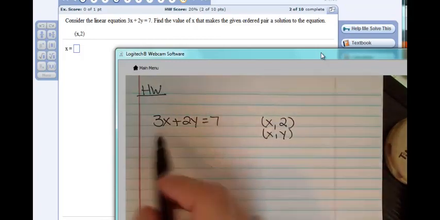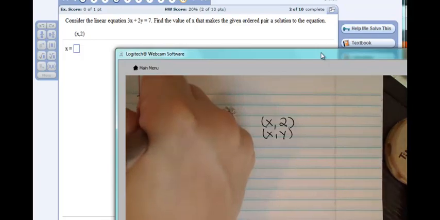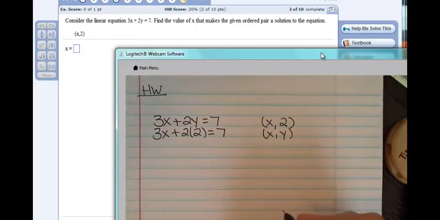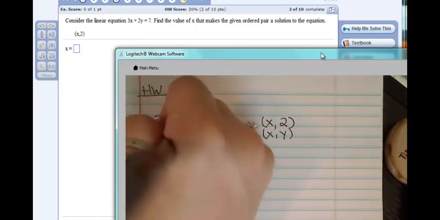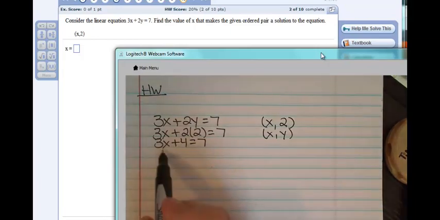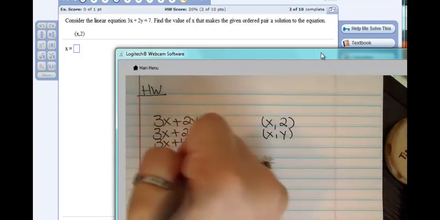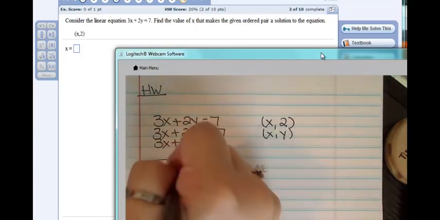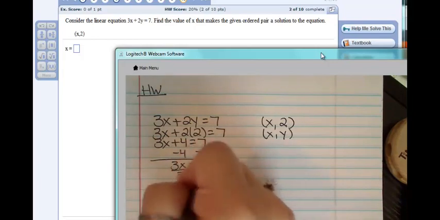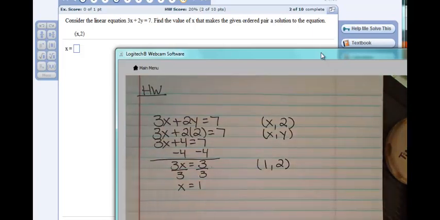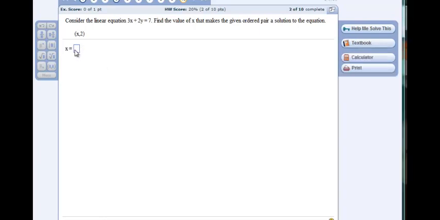So anywhere in our equation that there's a y, we need to put in a 2. So we have 3x plus 2 times 2 equals 7. So I'm going to simplify. And then I'm just going to solve for my x. So that means I have to subtract the 4. So I have 3x equals 3. Divide both sides by 3. So I get x equals 1. So my ordered pair would be 1, 2. So here it just says x equals, and we determined x equaled 1. So we're going to put in 1, check our answer, and that's correct.